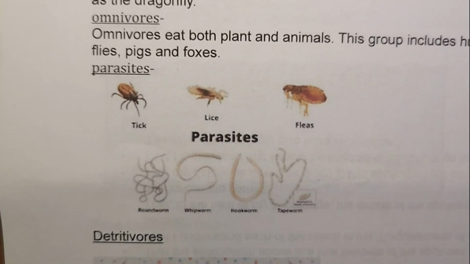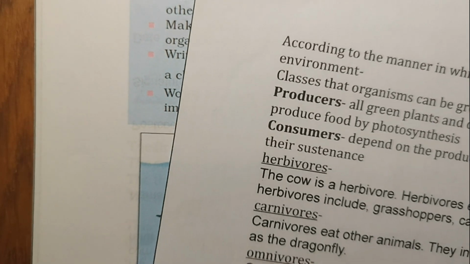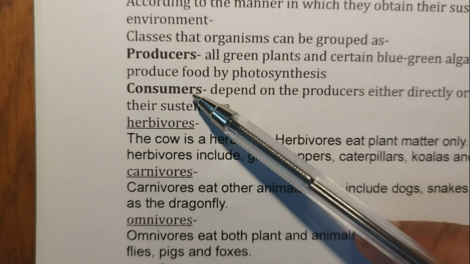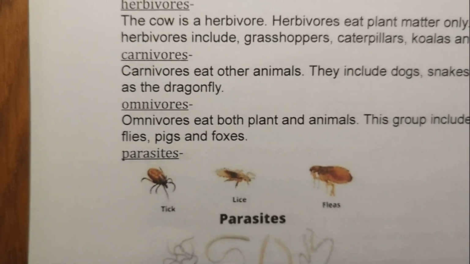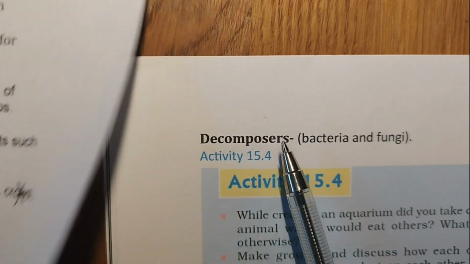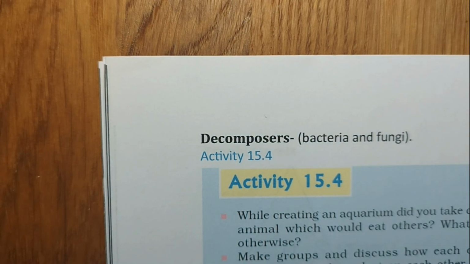Okay, and the last group of organisms we've seen: producers, consumers, different types of consumers, and the third group of organisms is decomposers. Okay, and these are bacteria and fungi.